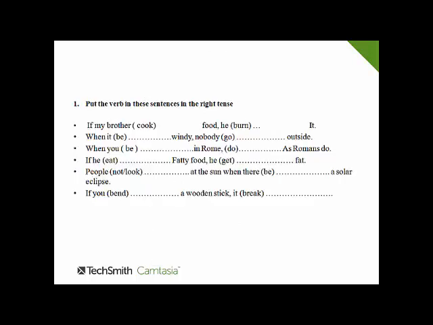Exercises. The first exercise says put the verb between brackets in the right tense. So we have, if my brother cook food, he burn it. So we know that we use simple present in both condition and result. So the answer would be, if my brother cooks food, he burns it.